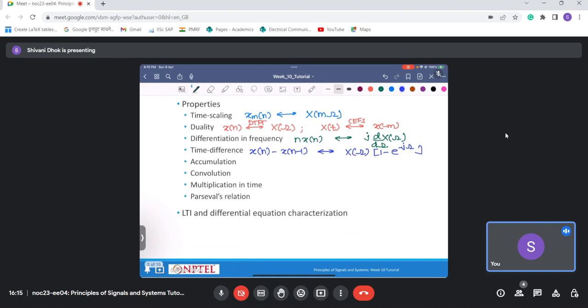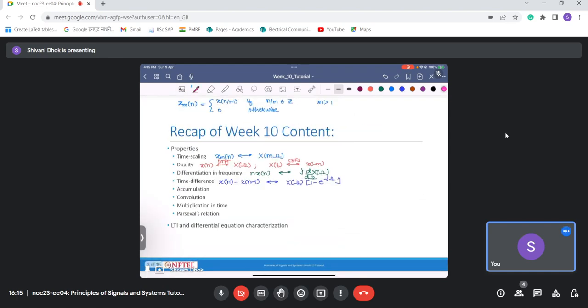The next property that was covered was the accumulation property. It says that if I have the summation of x[k], with k running from minus infinity to n, then this will have Fourier transform as X(omega) divided by 1 minus e power minus j omega, plus some DC factor, an impulse, pi times X(0) delta(omega).